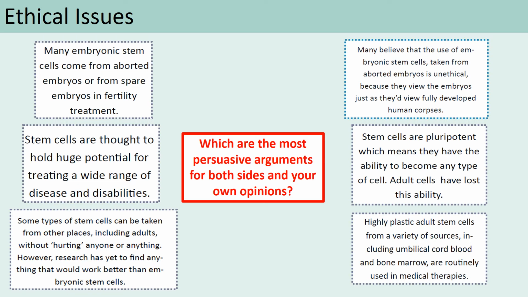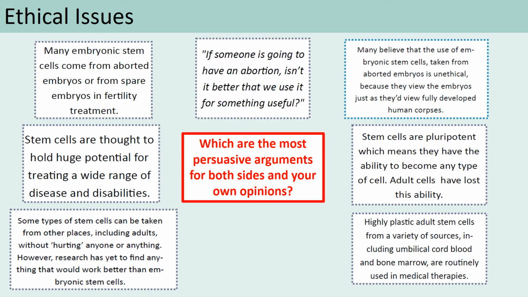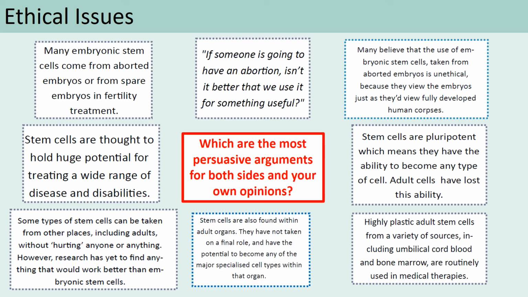Some stem cells come from umbilical cords and bone marrow, and they can be used in lots of different medical therapies. One argument is that if someone's having an abortion or a termination, isn't it better to get something useful out of the embryos? Stem cells are found within adult organs as well, so they could potentially be found that haven't taken on a role and become different types of organs. There's lots of different arguments there. Some of them are for, some of them against. Some of them are quite strong views. Which ones do you agree with?